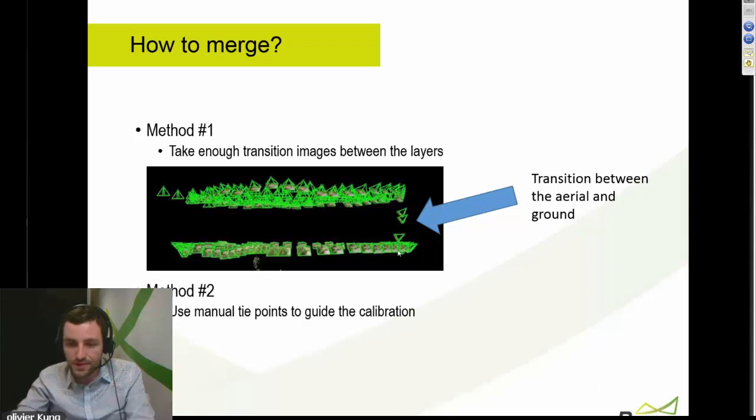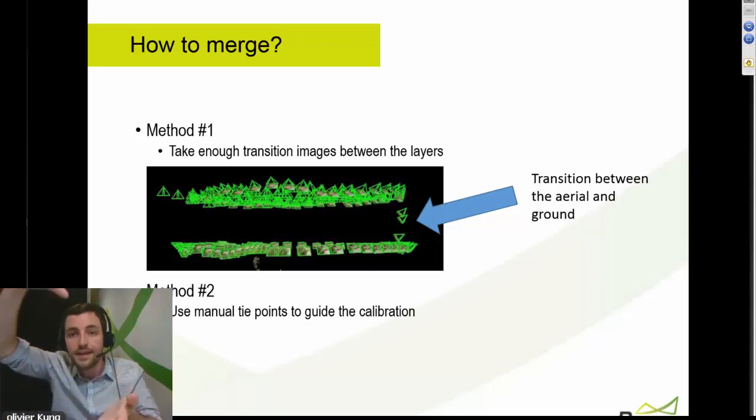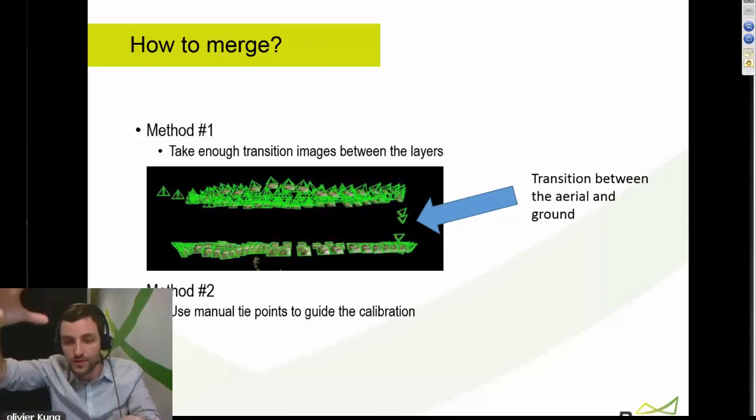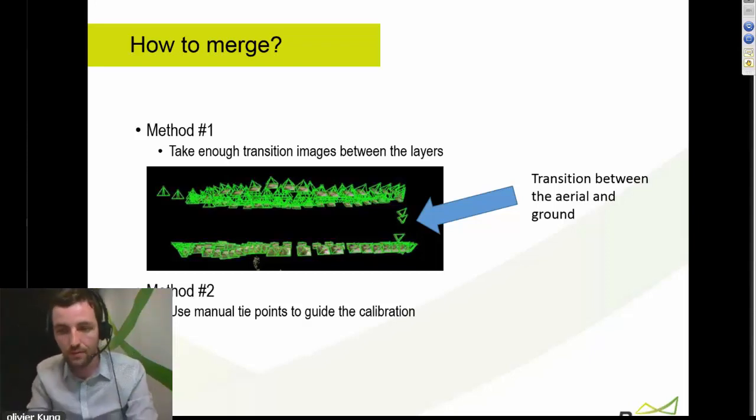However, doing this transition is first not always possible. And it's also, in some cases, very challenging to make sure that there is a sufficient number of pictures during this transition. So I'm going to talk much more about the second method, which is also useful, and potentially the one that we recommend when you need to do a complicated project, when you need to merge very different points of view together. And basically, it's by using a set of manual tie points to guide the calibration.